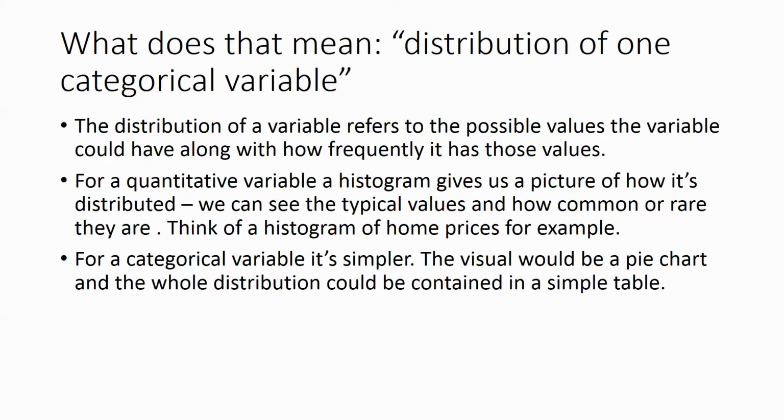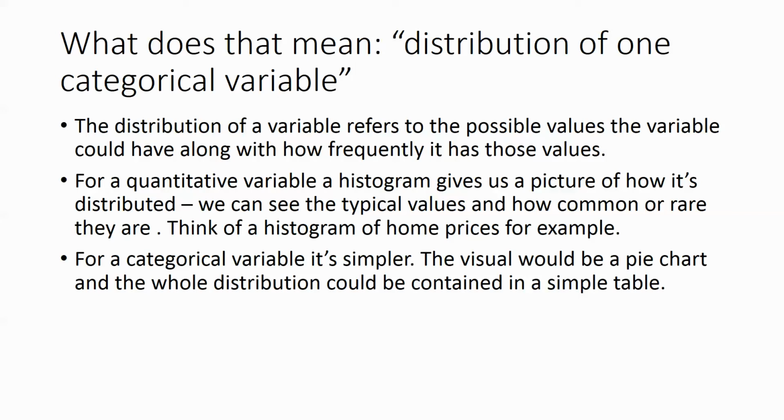What does that mean? The distribution of a variable refers to the possible values the variable could have, along with how frequently it has those values. For a quantitative variable, a histogram gives us a picture of how it's distributed. We can see the typical values and how common or rare they are. So think of a histogram for home prices. You could see, oh, most of the homes are between $200,000 and $300,000, and there's a small percentage that are very expensive, etc.